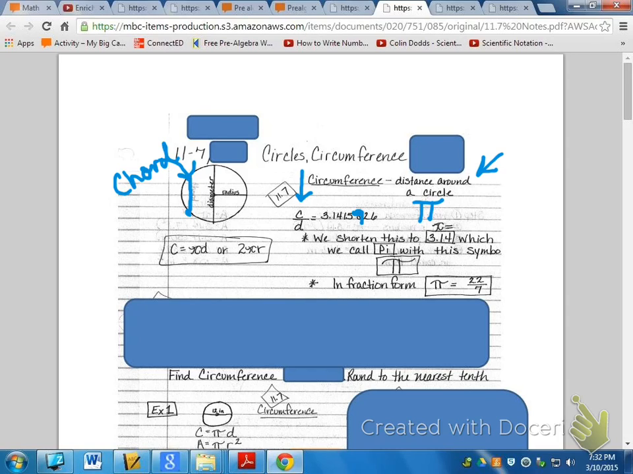Now we use pi as 3.14. We kind of shorten it so we don't use all those digits. Later on in math, you might use a calculator that uses a pi button, and that gives you more of an exact value for the problems that you're doing. All right. Also, if you're using fractions, your pi estimation, what you might use for pi is 22/7.